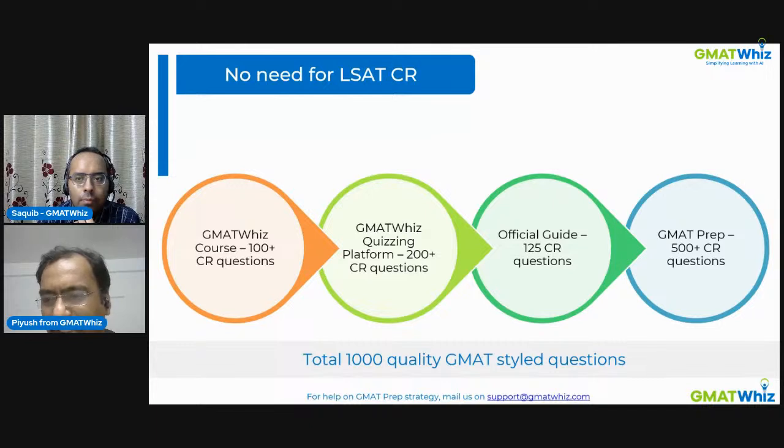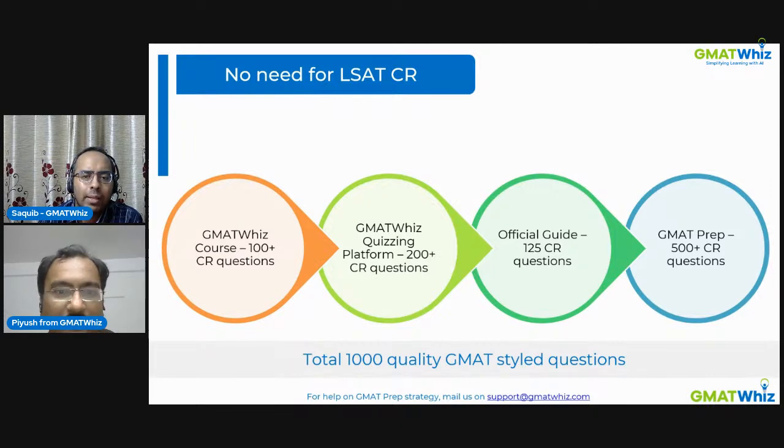Okay. So I have a related question: is OG enough in terms of the number of questions to be done? Diksha, we have answered this question earlier. OG has a decent number of questions, you can see over here it is 125. The only problem is that out of these 125 CR questions in OG, there would be hardly 20 questions which will be considered hard. If you are targeting a 700 plus on GMAT, with 20 hard questions, you are not going to make it for sure. So you need a better mix of difficulty levels as well.